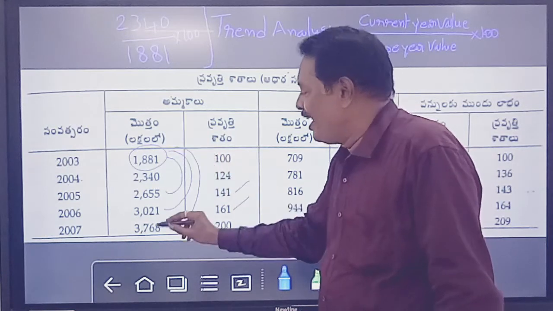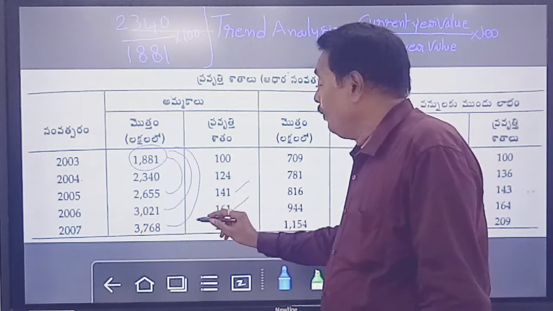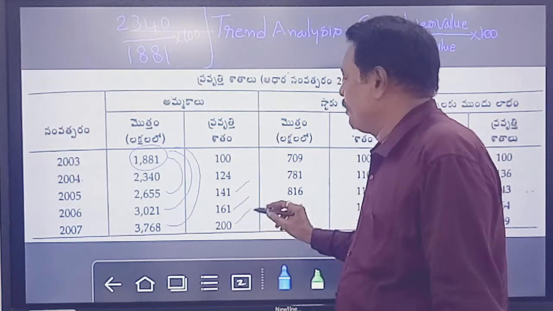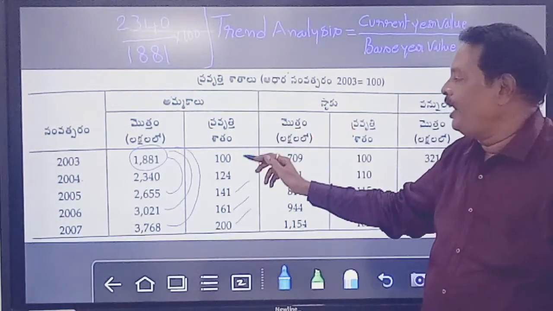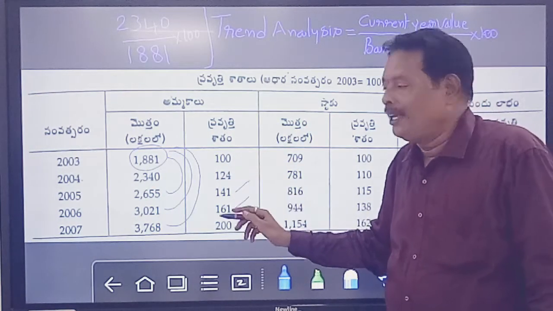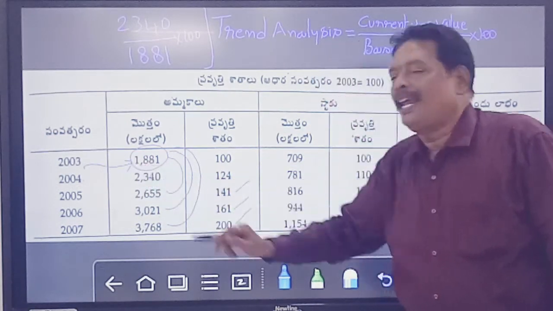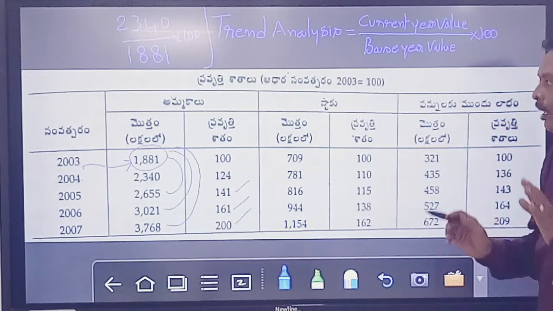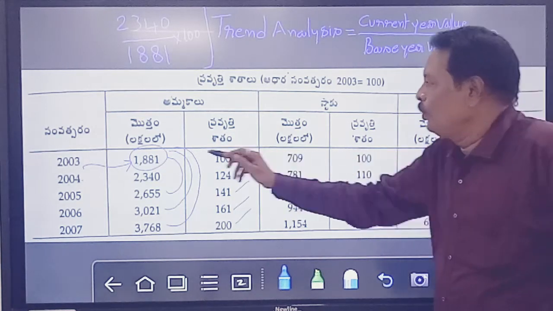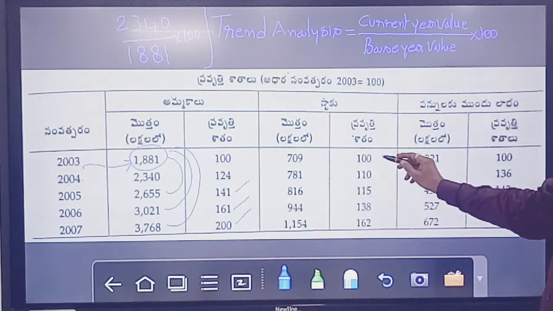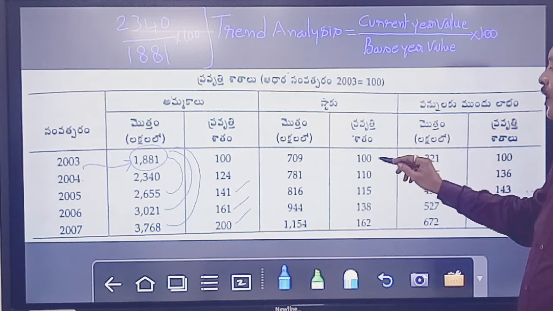3768, current year value, divided by base year value 1881, into 100, we will get 200%. Like this, with the help of this percentage, we can calculate all the percentages with the help of the year 2000 as a base year. Like this, stock also we can calculate. For 2003, we simply write 100, because 2003 is the base year, that is equal to 100.